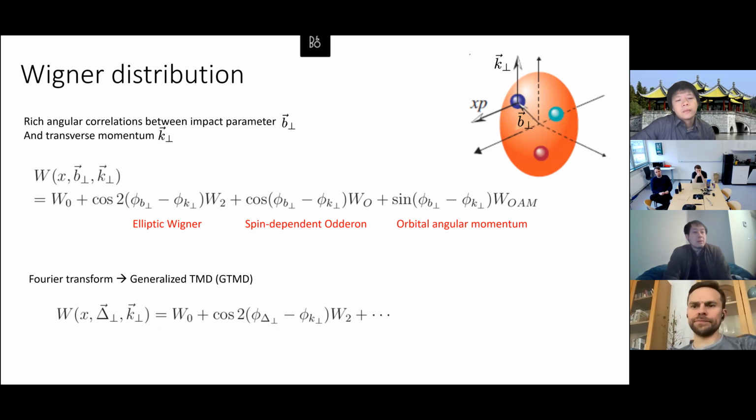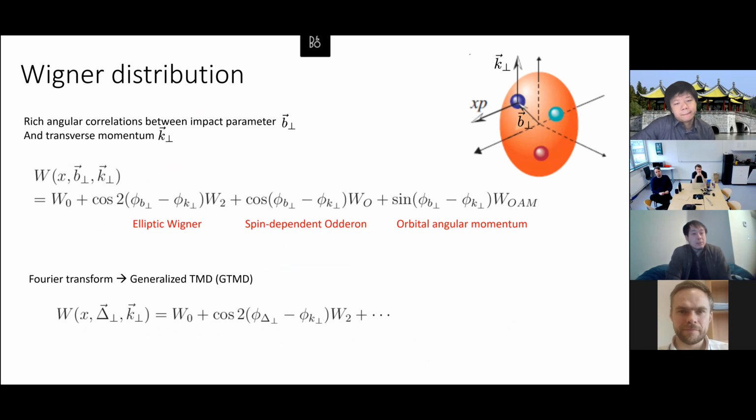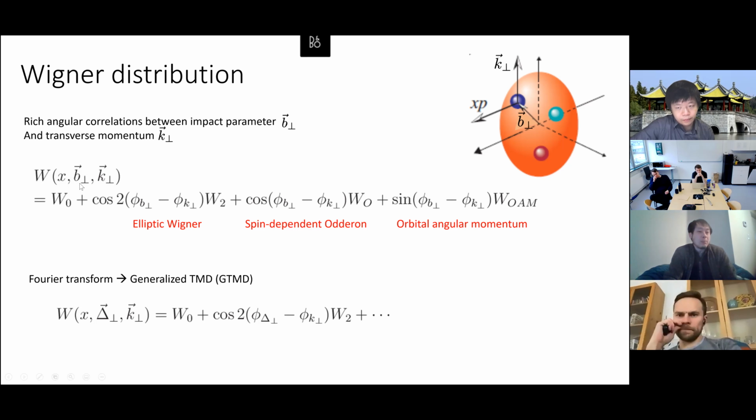Now also, I want to talk about the Wigner distribution. As I said, this function depends on both b_perp and k_perp, and you can think of various types of angular correlations. There is, of course, the unpolarized, angular independent term, W0, and probably the strongest angular dependence is the so-called cosine elliptic Wigner distribution function, which has a characteristic cosine 2 phi dependence, where phi is the angle between b_perp and k_perp.